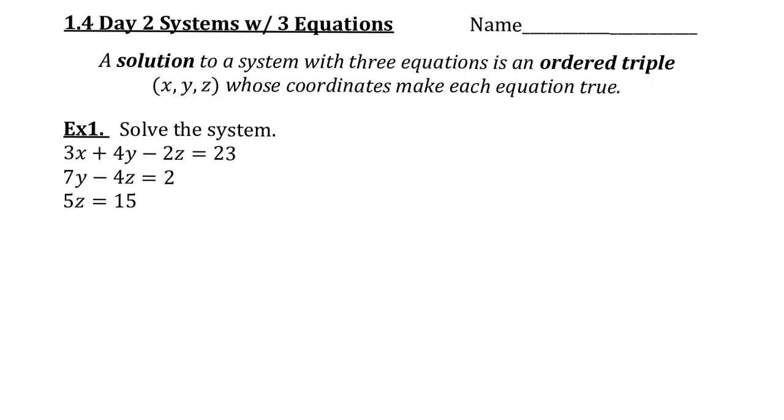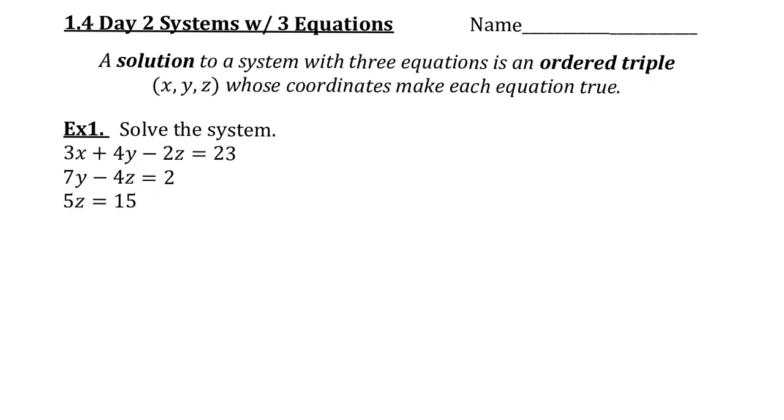They don't have to be x, y, z, but we do normally put them in alphabetical order, like a, comma, b, comma, c. Okay, so we're going to start out with some triple systems that can be solved using back substitution, which is going to be a little bit easier. If I look at this system, I have 3x plus 4y minus 2z equals 23, 7y minus 4z equals 2, and 5z equals 15.